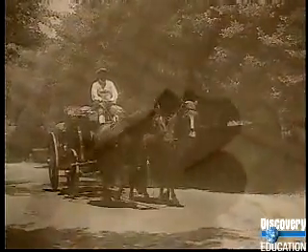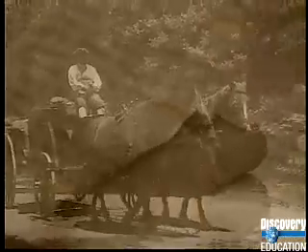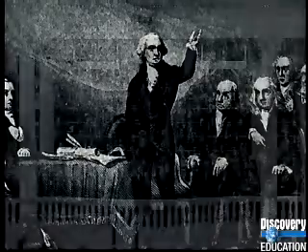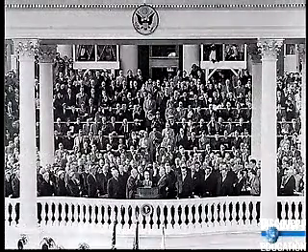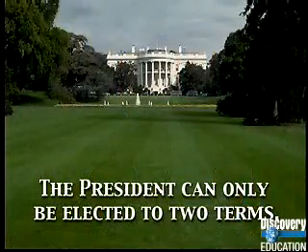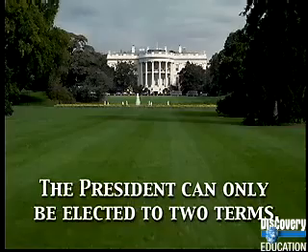The 20th Amendment is another one that came about because of changing times. When the Constitution was written, travel was slow and difficult, so there was a long waiting period between the time the president was elected and the time he actually took office. The 20th Amendment shortened that waiting period. The 22nd Amendment also deals with the presidency. It limits the number of times a person can be elected president to 2 terms.